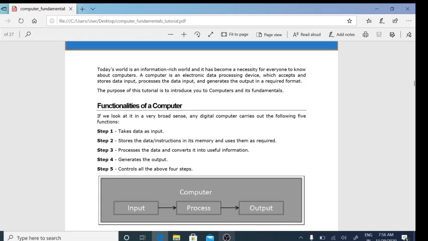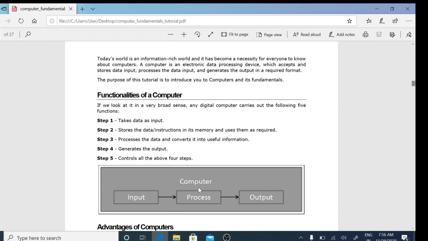So first of all, when we are talking about the computer fundamentals, we will define the computer. How would we define a computer? A computer is an electronic data processing device that accepts input data, stores input data and processes that input data. It will accept and store input data and process the same, then output the processed result in the form of reports. So this is the diagram. You can see this is the diagram here.